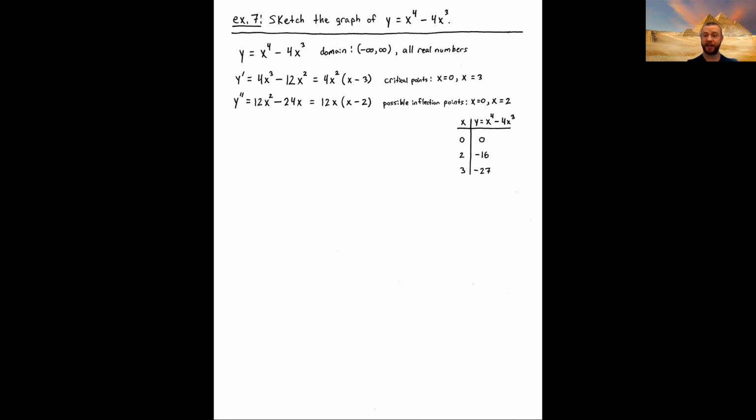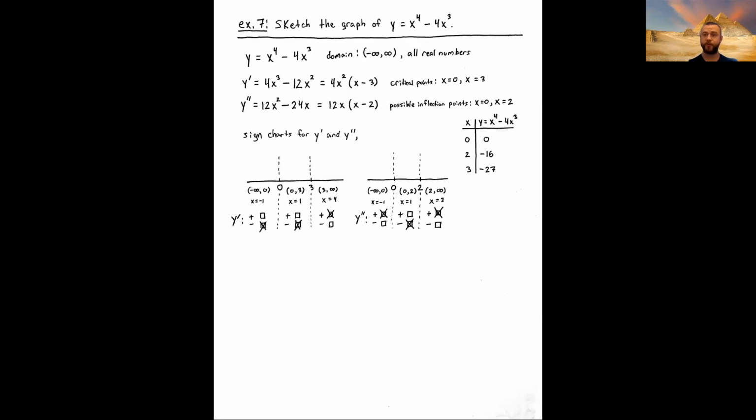All right, let's go ahead to our sign charts. Again, this should be very straightforward from what we've covered in parts 1 and 2 of this lecture, creating sign charts for the first and second derivative. What you should find is for your first derivative, between your critical points 0 and 3, you get 3 intervals, and in order, your signs are negative, negative, positive. Now in that sign chart for the first derivative, notice there is only a change in sign at the critical point x equals 3.